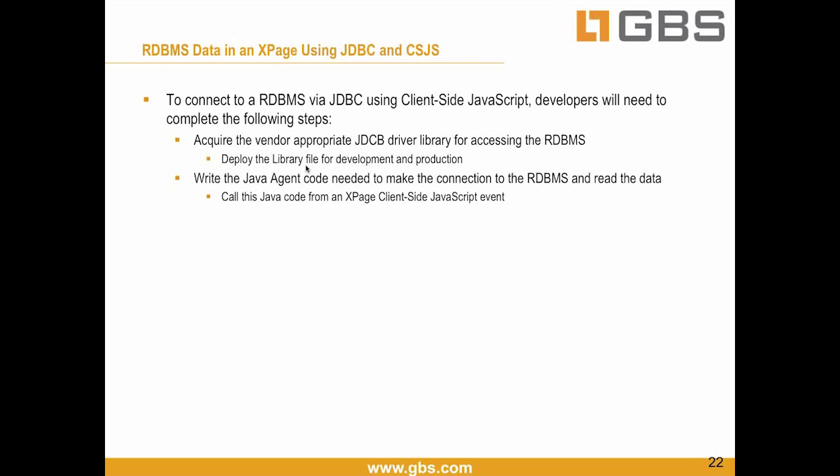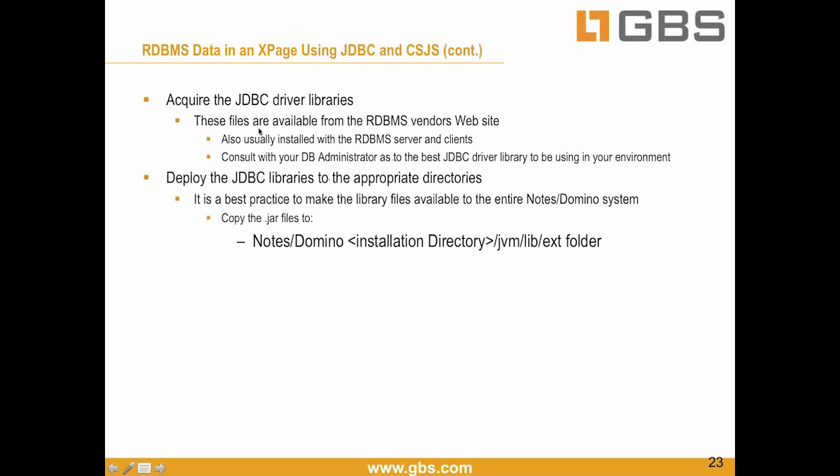So that needs to be installed in the Domino system and accessible from your code base. Okay? In this particular case, we're going to write a Java agent to make the connection to the relational database and read the data, and then we're going to call that Java code from the client-side JavaScript using, in this particular case, Ajax. So in order to get the JDBC driver, you need to contact your local DBA or go to the website support site to download that particular driver.